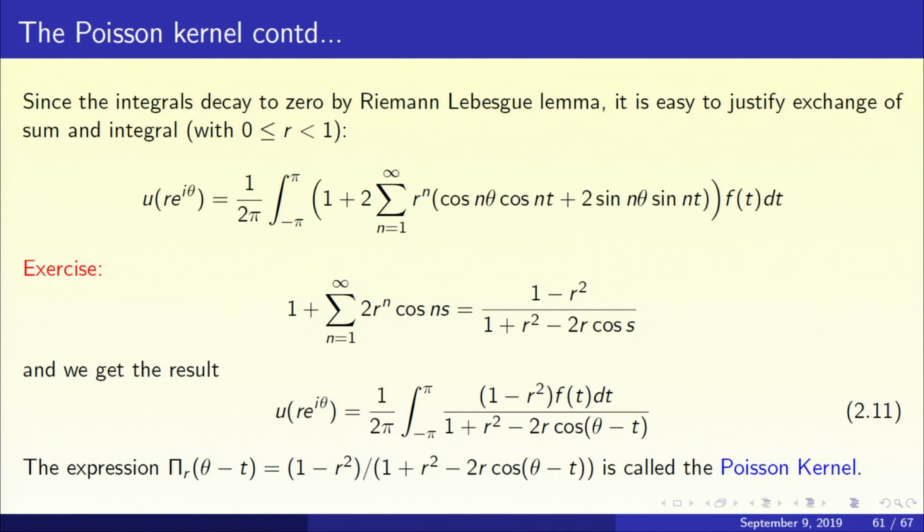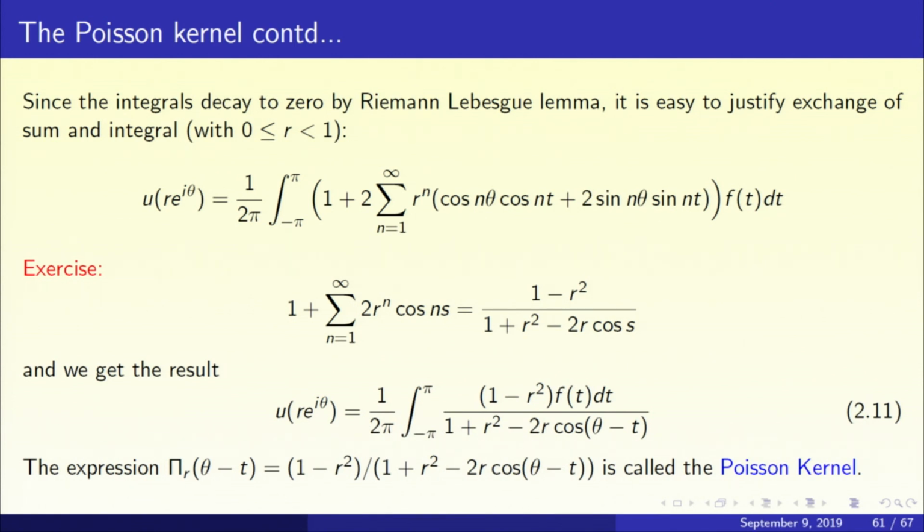So now we must incorporate this in the previous equation. What do you get? u of r e to the power i theta equals 1 upon 2 pi integral minus pi to pi 1 minus r squared f of t dt upon 1 plus r squared minus 2r cos theta minus t. Equation 2.11 on the slide.